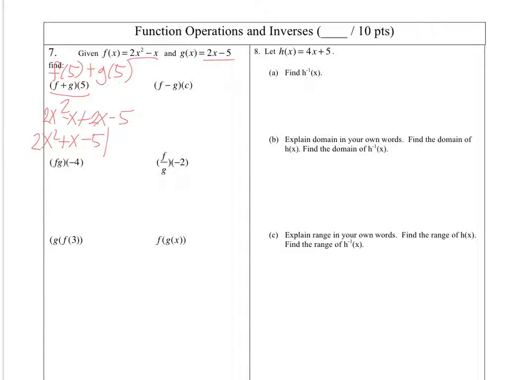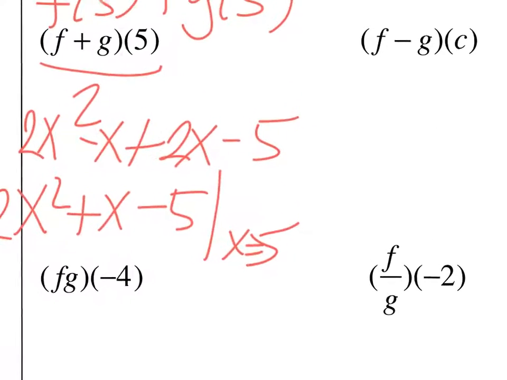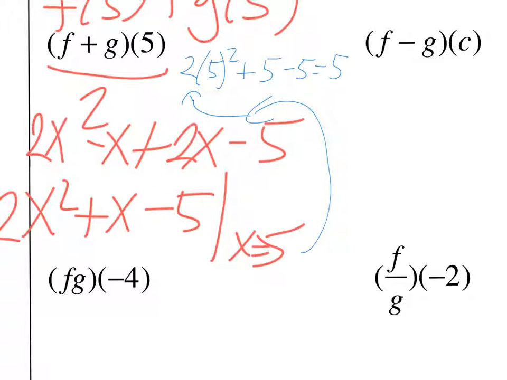And then if I plug in 5 for x, I'm going to zoom in so I have a little bit more room with these. I'm going to put this up here. Sorry, guys. We end up getting 2 times 5 squared plus 5 minus 5, which is going to come out to be 50.